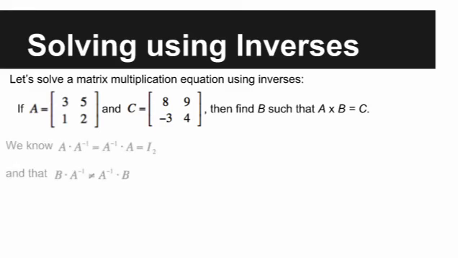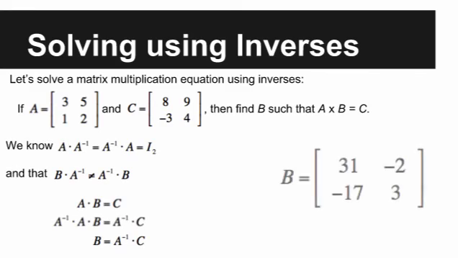Therefore, matrix B is going to be 31, negative 2, negative 17, 3, and that's the matrix that you can multiply A by on the right side to get C. So make sure that you're multiplying in the correct order and solving using your inverses.